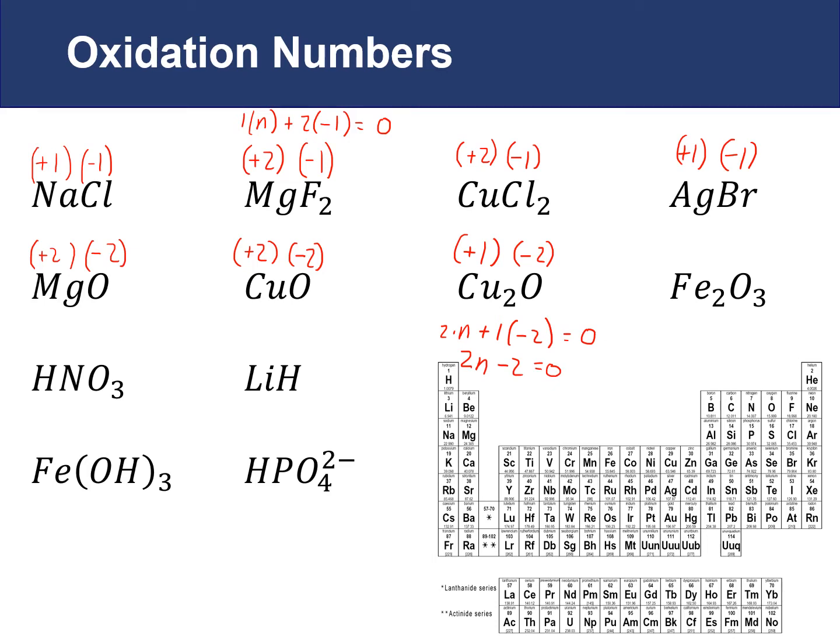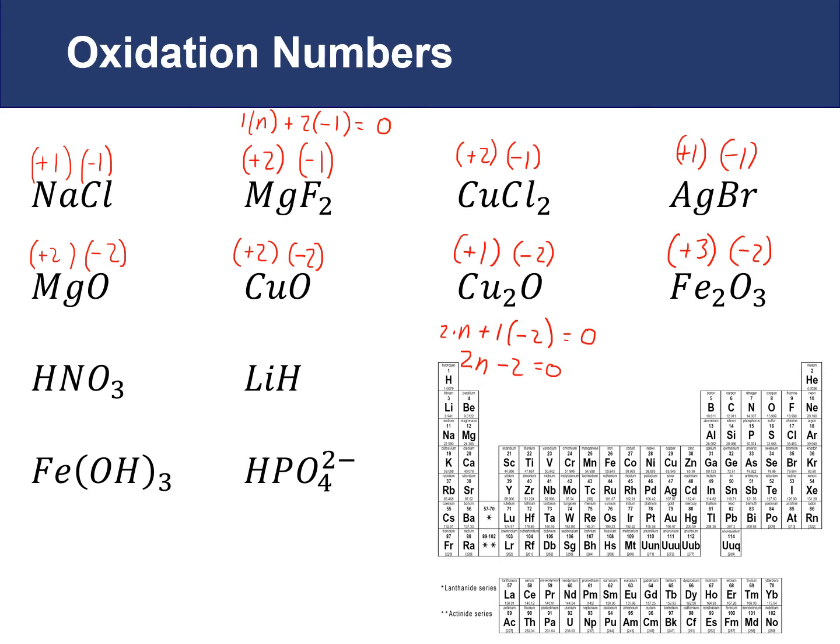For this one, each oxygen is going to be a -2. We have 3 of those, so this is a total of -6 for the oxygen. Iron needs to balance that out. We have 2 of those, so 2 times n minus 6 equals 0. The n would have to be +3.